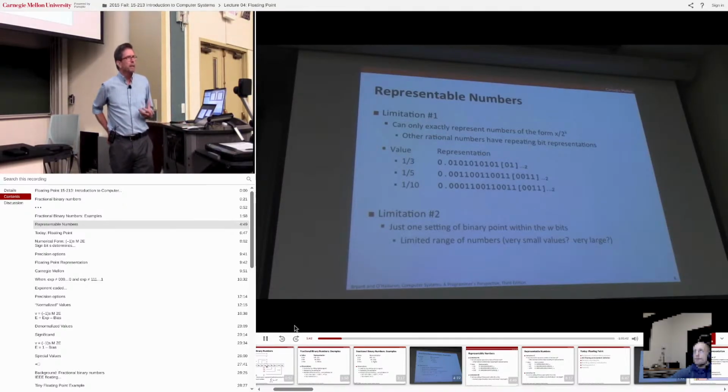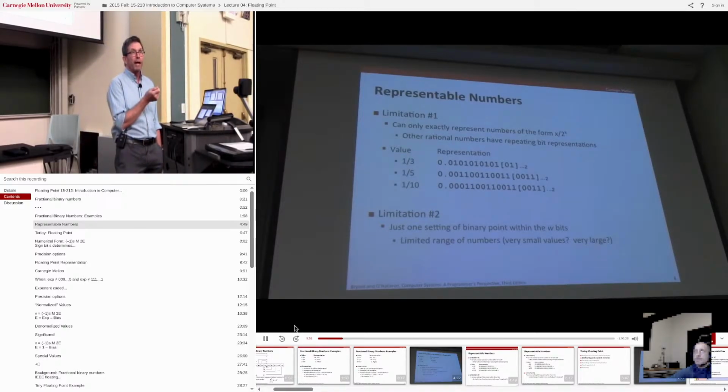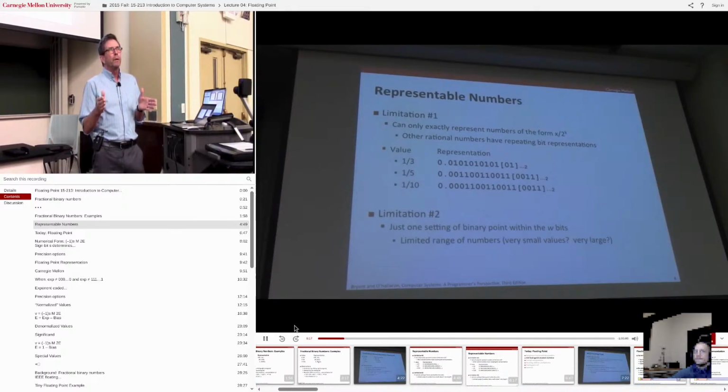Now the other problem we have is that there are only so many bits to the left and the right of the binary point. If we move the binary point to the left, then we can't represent as many large numbers. We can only represent small numbers, but we have more precision to the right of the binary point. So we can represent more fractional values, just the range of those values will be much smaller. Similarly, if we move the binary point to the right, we'll have a larger range of values, but we won't be able to represent as many fractions. So there's this kind of trade-off.